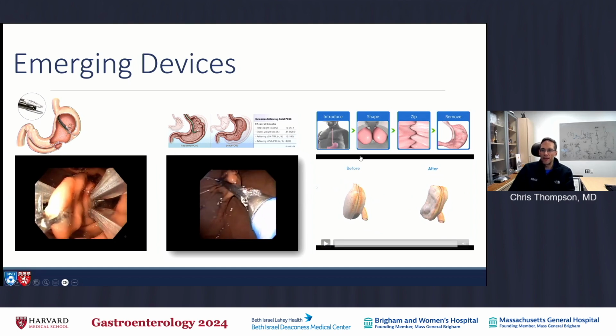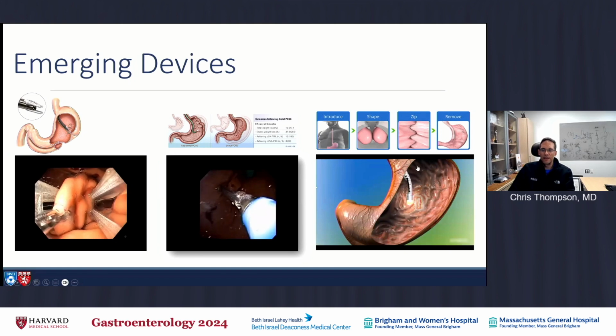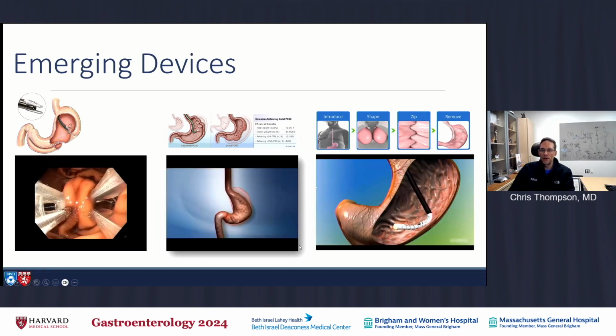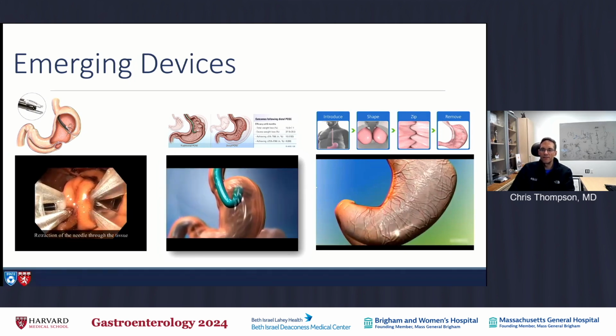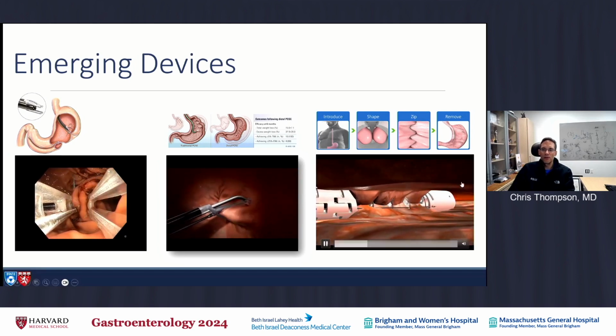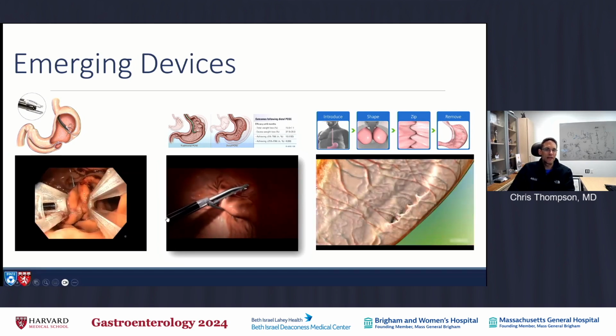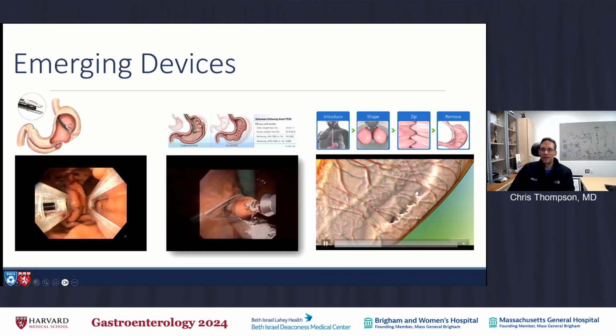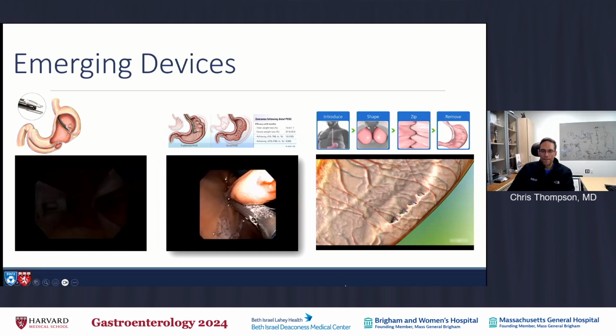So you actually just place it into the stomach, you push a button, and it suctions the tissue in and places the plications for you. So it's fully automated. Literally, just push a button, and then you come out and repeat. So it's getting very, very interesting now, this space. You can see how the tissue is kind of being plicated together there.